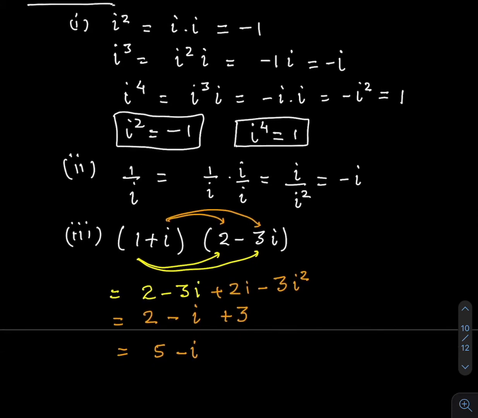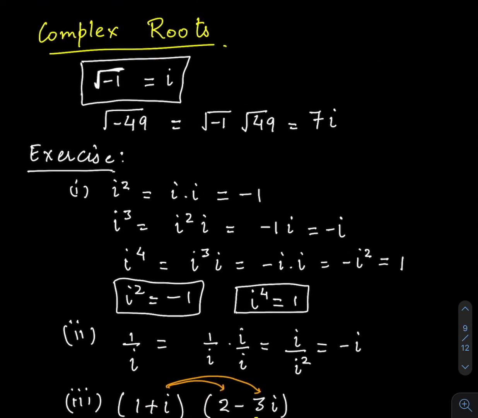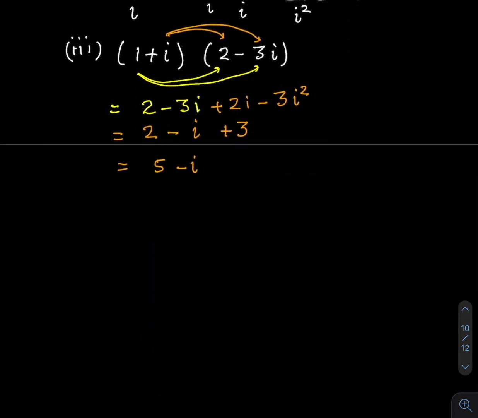So all these properties you can just easily verify. All you need to remember is that the square root of negative 1 is i. That's all we need.